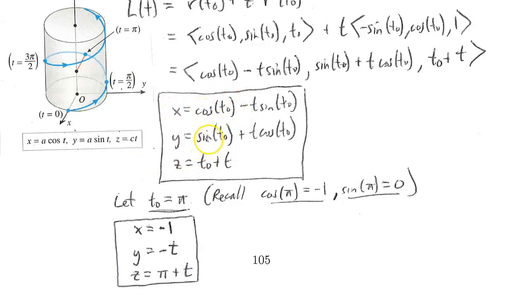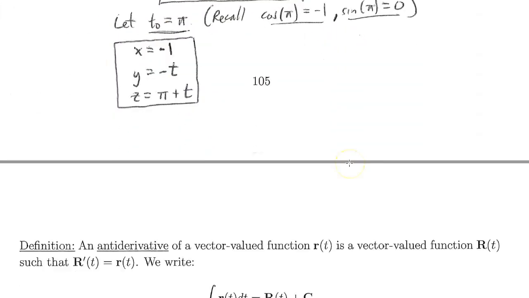Now y would be sine of pi, which is 0, plus t times cosine of pi, which is -1. So you're going to get 0 minus t, or in other words, just minus t for the y. And finally, if we plug in pi for t naught here, we get z equals pi plus t. Okay, so these are the parametric equations for the tangent line to the graph when t is equal to pi.